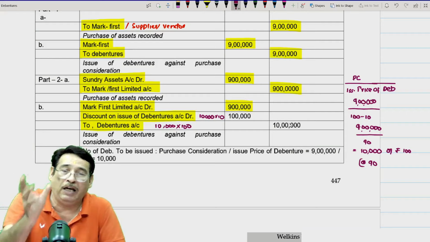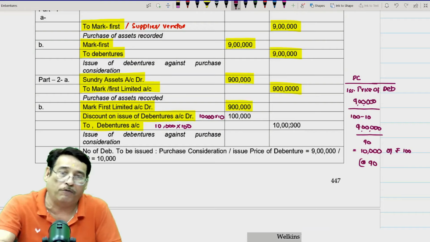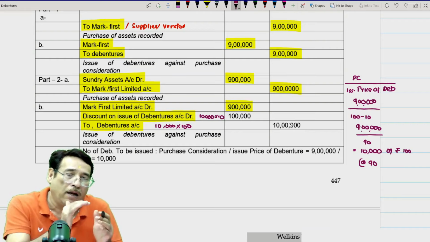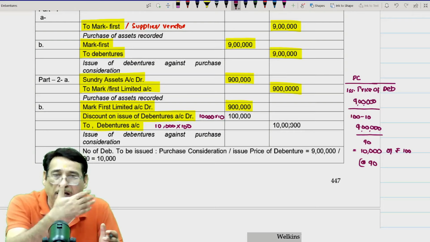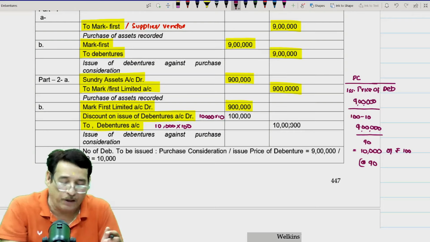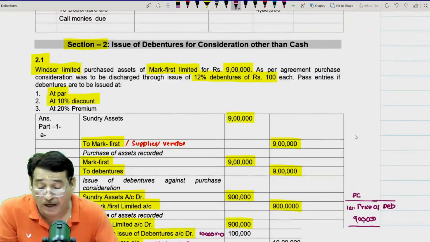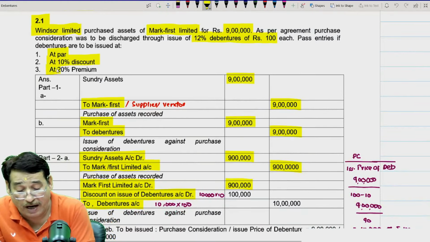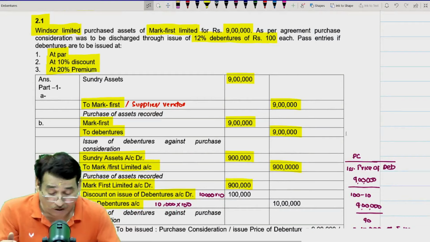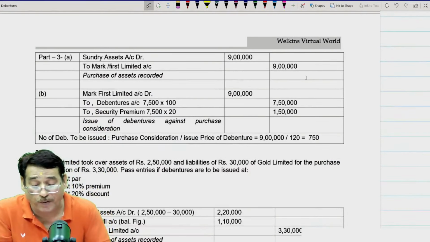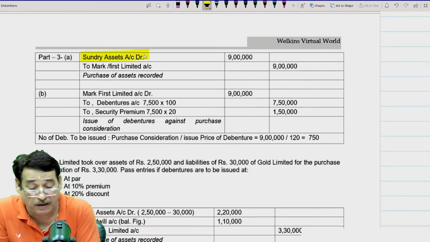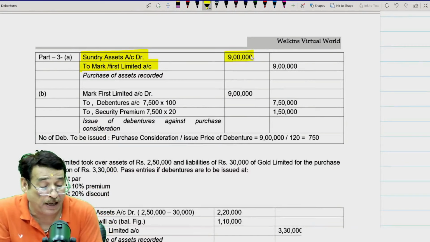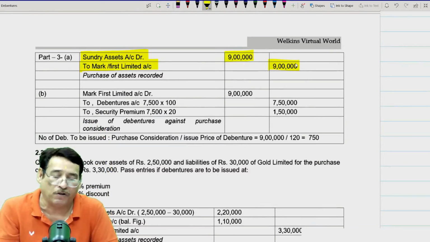So you are issuing 10 lakh worth of debenture at a discount of 10% to the vendor. That means 10 lakh minus 1 lakh, 9 lakh actually you are making a payment for. Correct? Now the third part of this particular question is if debentures are issued at 20% premium. In the third part, of course, my first entry will be sundry asset account debit to Mark First company account 9 lakh. This is the entry for purchase of asset.